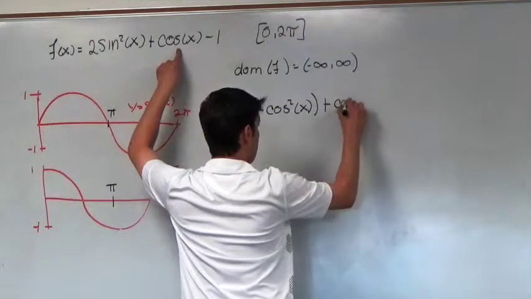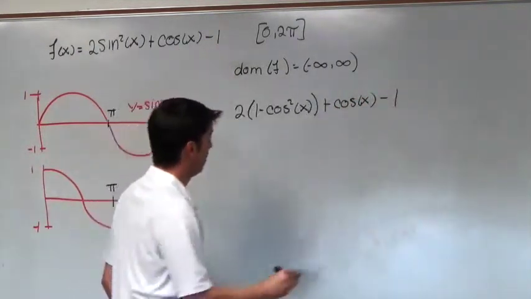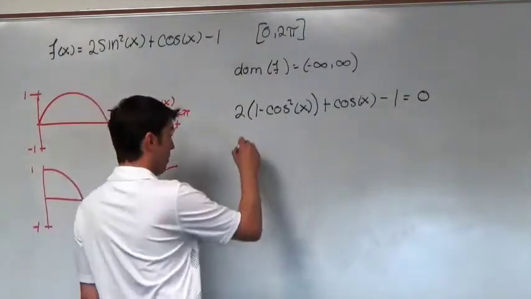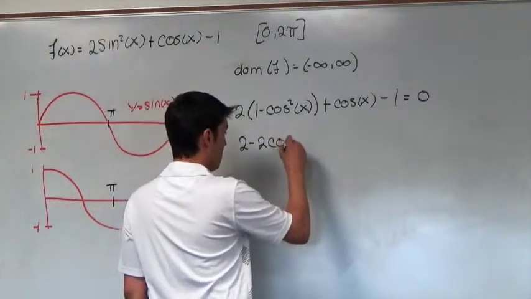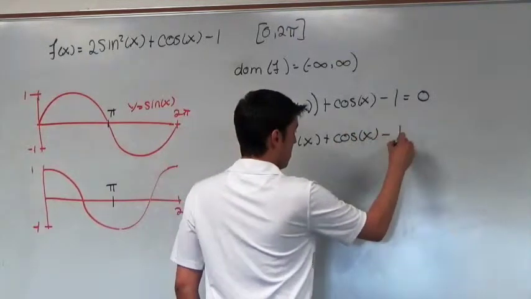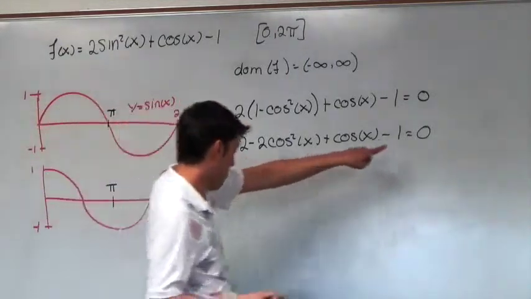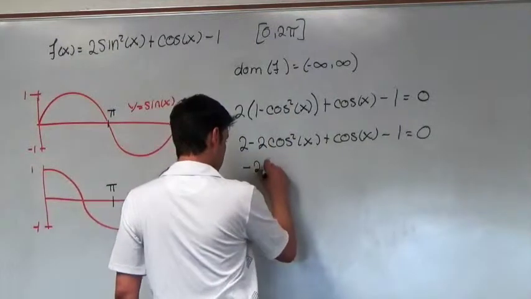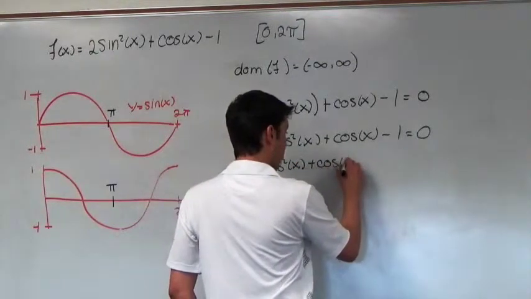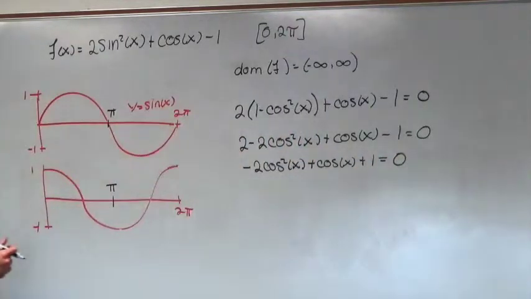plus cosine minus 1. Distribute the 2. Like terms, 2 minus 1 would be 1. And we care where this is.